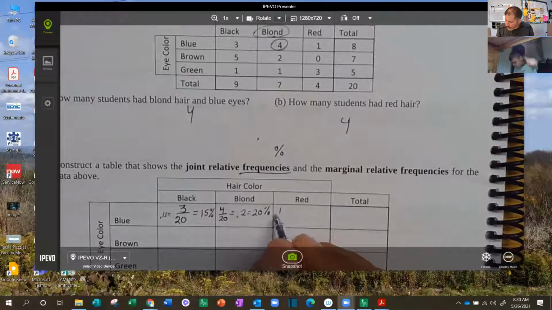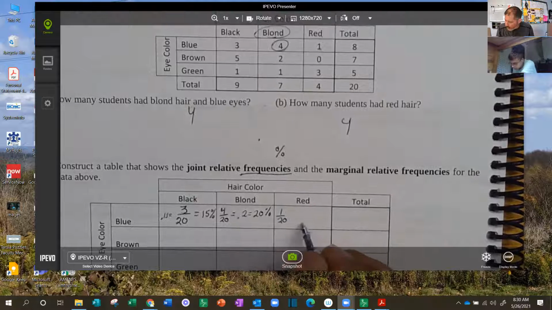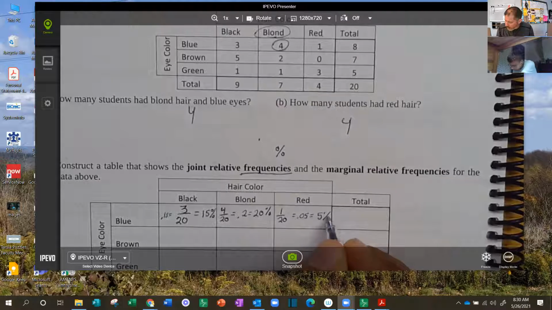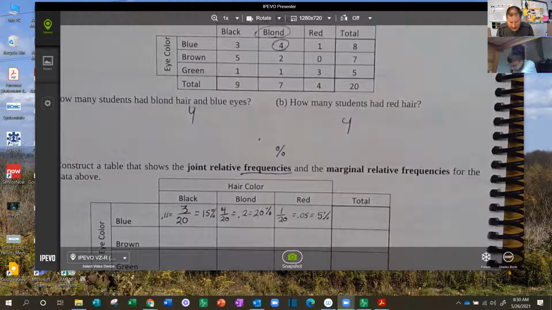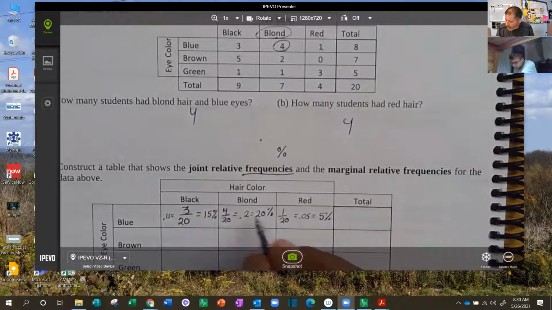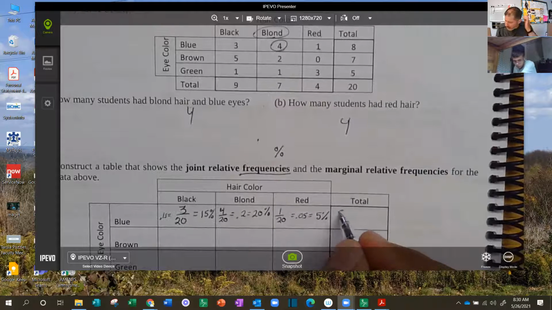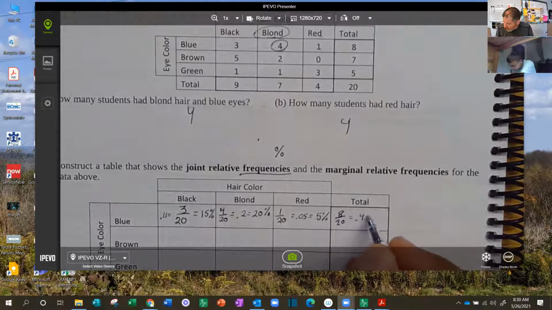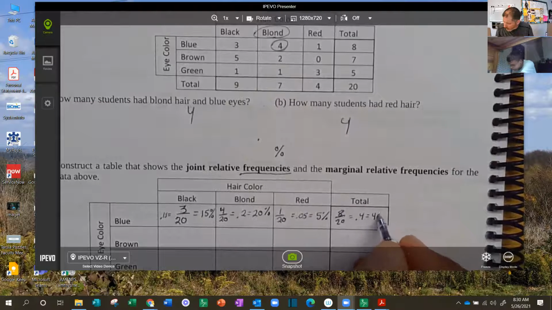Red hair, this is the most rare of all hair colors. It's 1 out of 20 with blue eyes, and that's 0.05, which is 5%. Now the total number of people with blue eye color is 8 out of 20, or 0.4, which is equal to 40%.